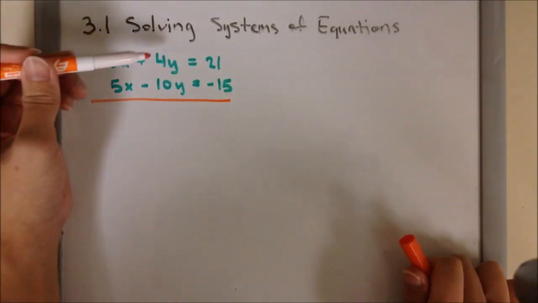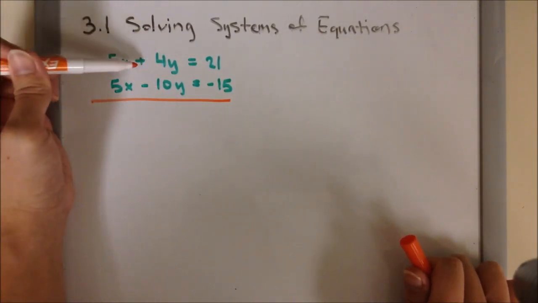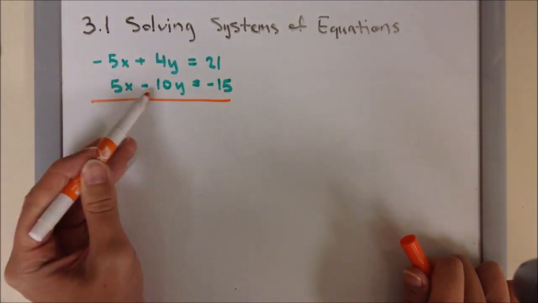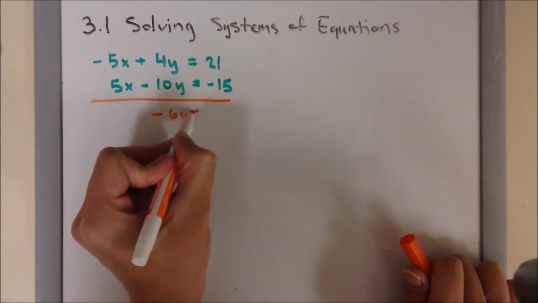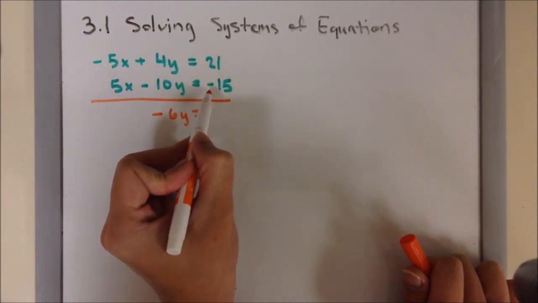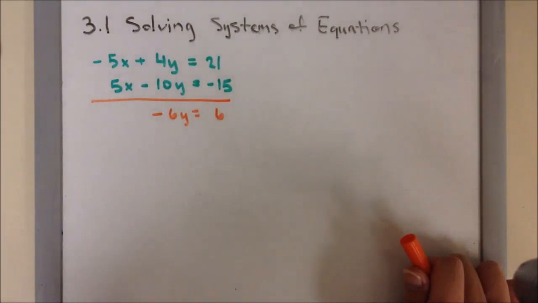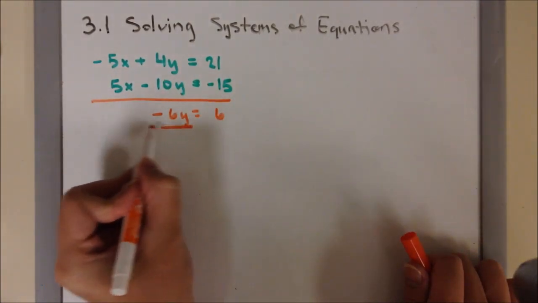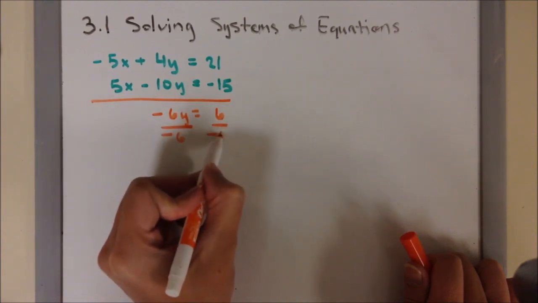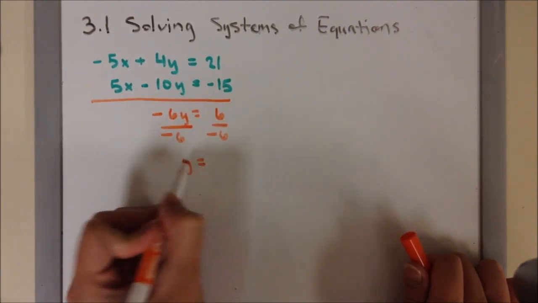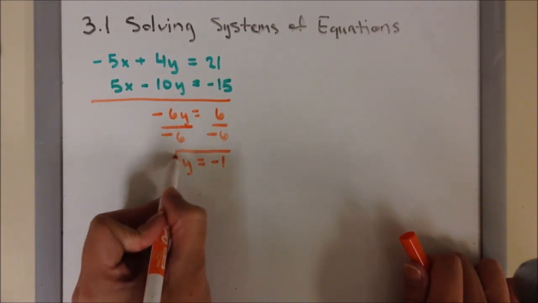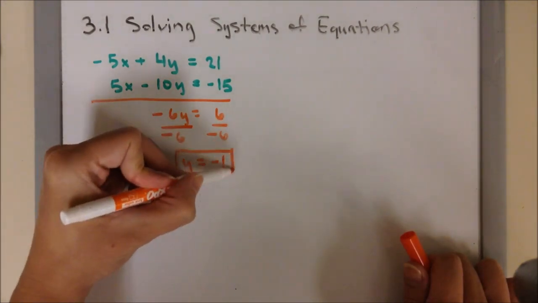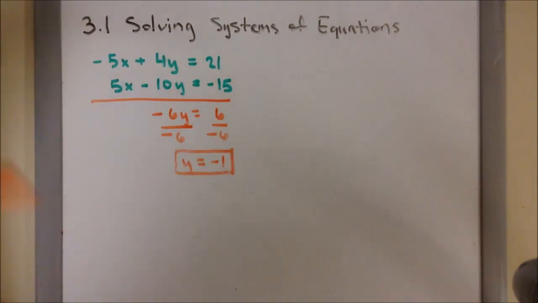The x's will cancel. So I'm going to combine my y's vertically. So positive 4y minus 10y, that's going to become negative 6y. Positive 21 minus 15, that will be a positive 6. To solve for y, I'm going to divide both sides by negative 6. Positive 6 divided by negative 6 will be negative 1. So here's our first solution. Alright, once we get our y value, now we just solve for x.